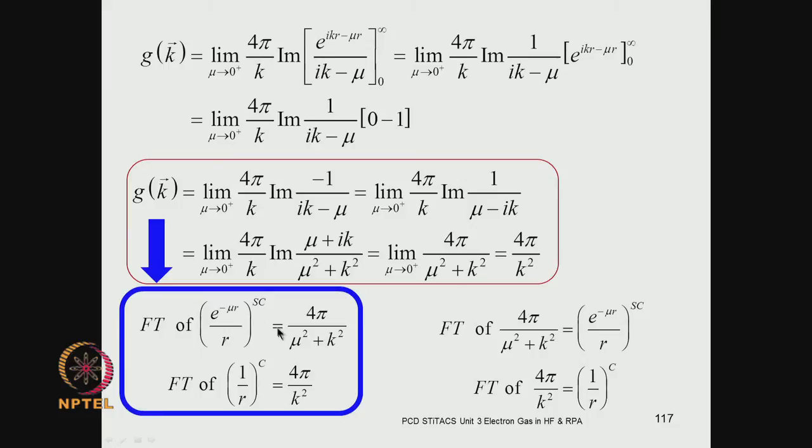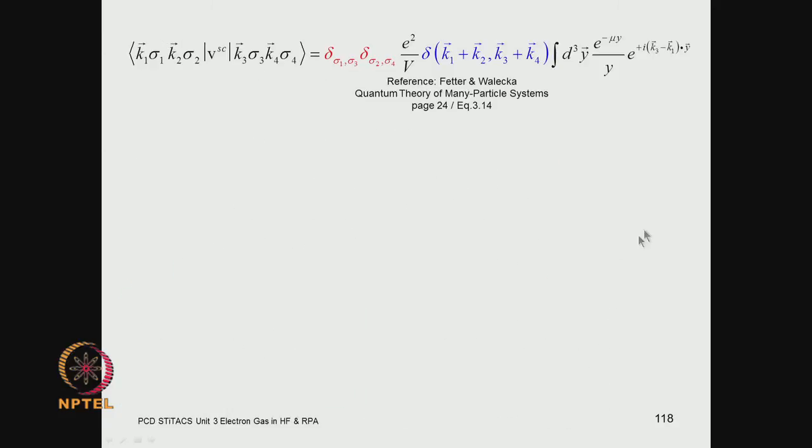When you take the limit mu going to 0, you get 4 pi over k square for the Coulomb potential itself. This is the result that we are going to use, because we needed the Fourier transform of the Coulomb potential to analyze this term. Okay, this is the Fourier transform of the screened Coulomb potential. So we have got everything evaluated now. This two center integral has been evaluated.